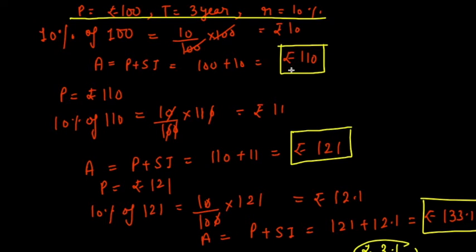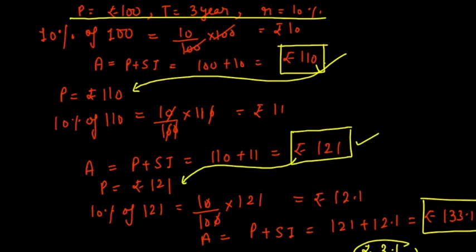So here one thing which you have to remember is that the amount which you have calculated in the first year will be the principal for the next year. Here you have calculated the amount as 121, this becomes the principal. It means for the next year you will charge interest on 121 rupees, right? Interest will be calculated on the previous amount. That is why it is expensive.